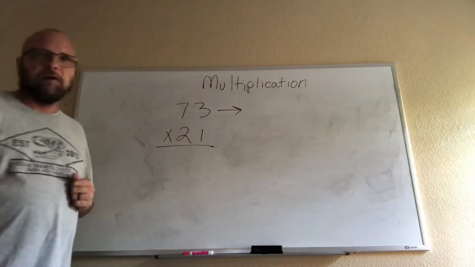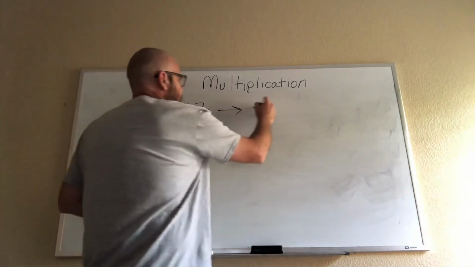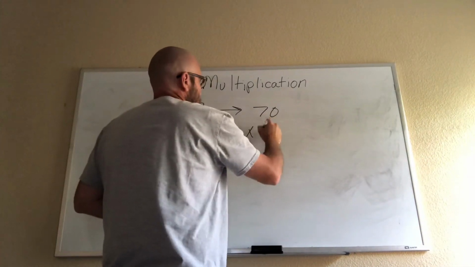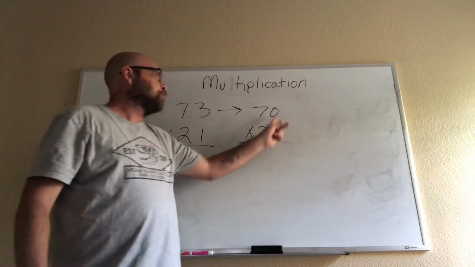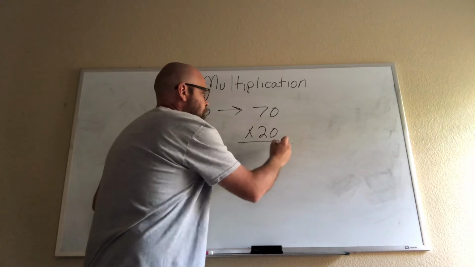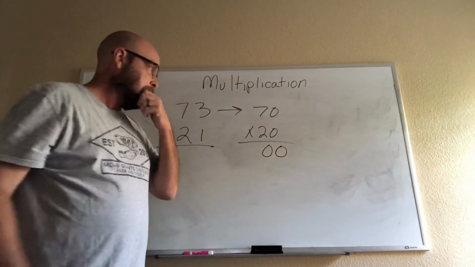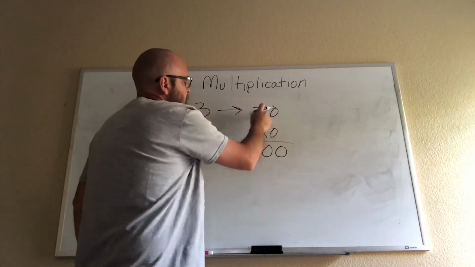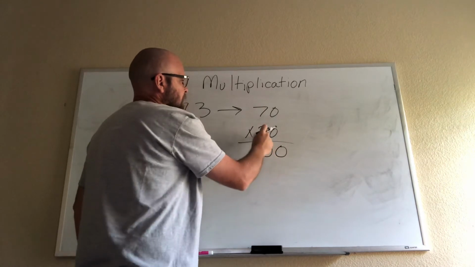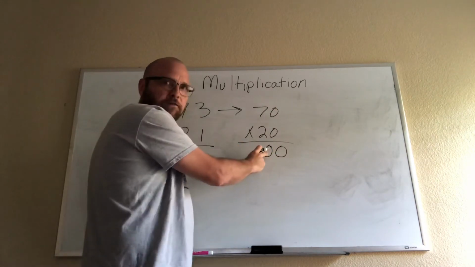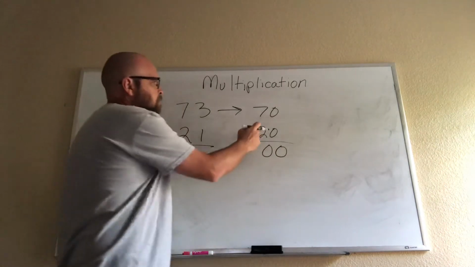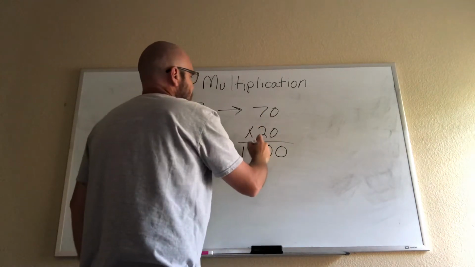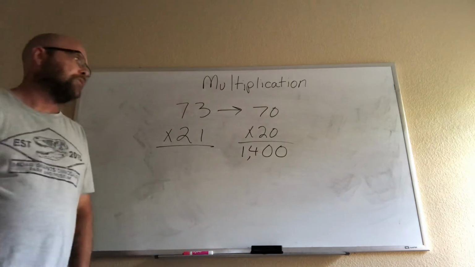And I'm going to do my estimation here. I'm going to make this problem 70 times 20. I have my trailing zeros here, so all I have to do is move them down. Why? Because if I did 0 and 0, these two zeros would be there, and then I did 2 times 0, which would put a 0 in the tens place. So I can just move them down. Then I just have to multiply 2 times 7, and my answer should be somewhere near 1,400.